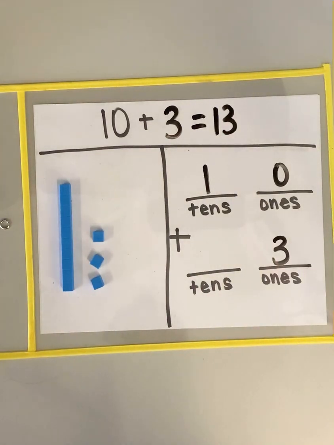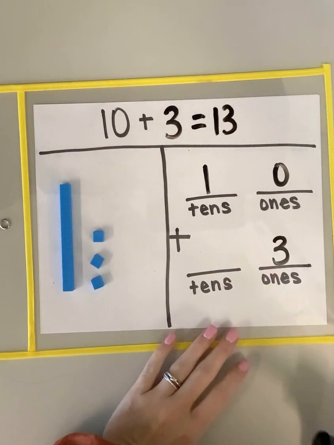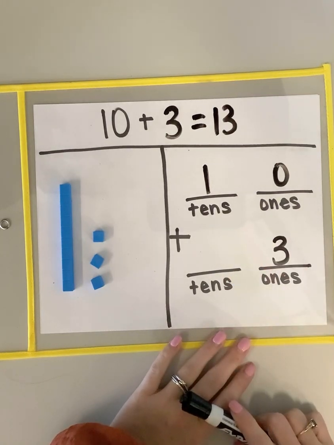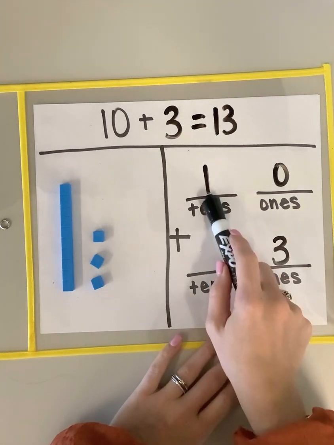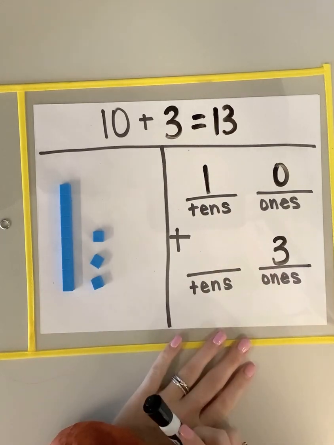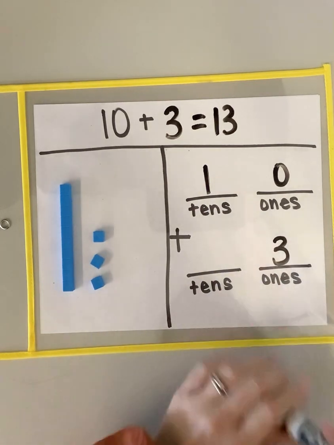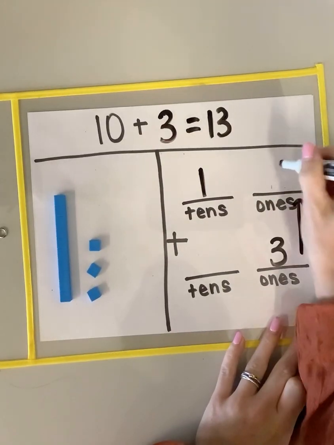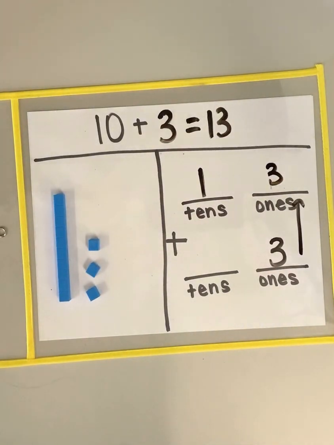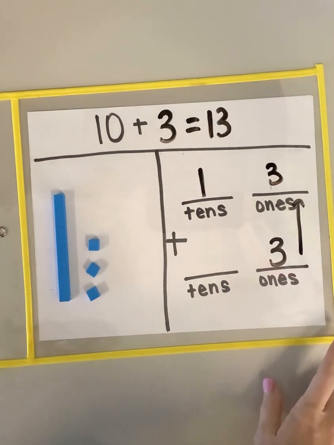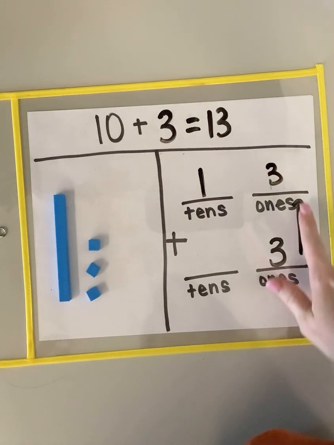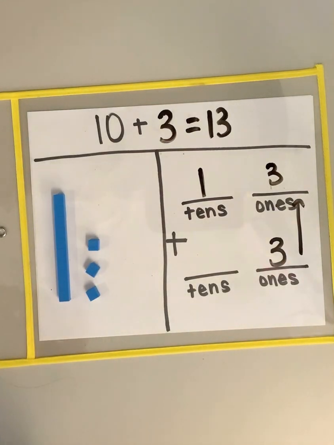Now look here. When I have 10 and I add 3, this 10 is still going to stay 1 because I didn't change anything. But this 3 is going to slide up and it's going to change my 0 to a 3. 10 plus 3 is 13. That is the Easy 10 Slide. You're sliding your ones up to the top.